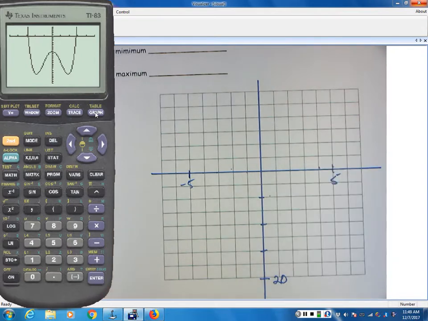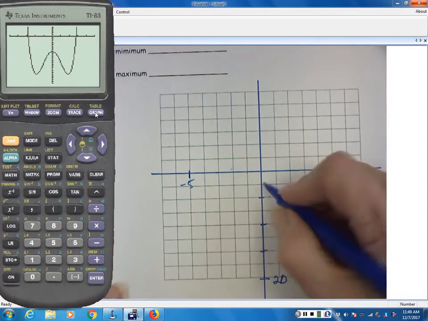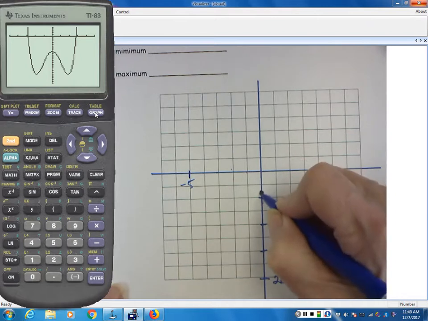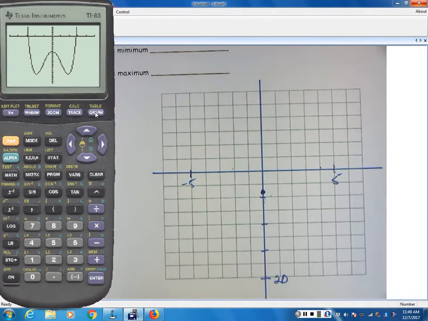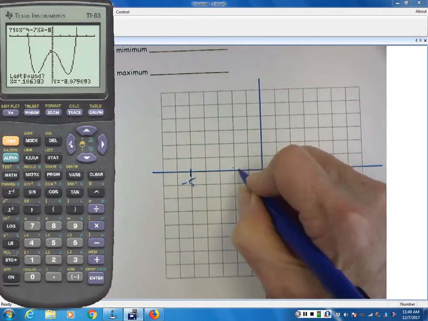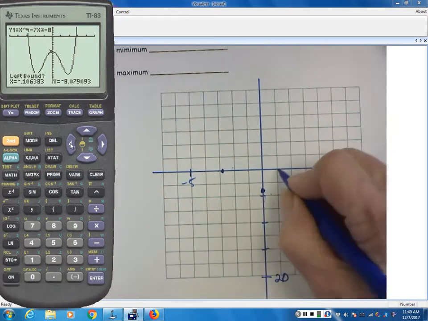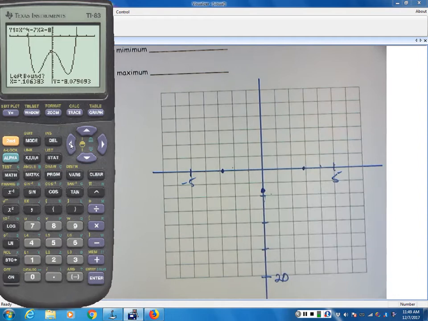So what we see happening, first of all, we know that it has a y-intercept at negative 8, which would be about right here. You can just about tell here that its x-intercepts are at negative 3 and positive 3, but you're not positive, so you go check those on the calculator. It's 2.8. Yeah, it's not quite 3. So here's 1, 2, 3. 2.8 would be right about there.